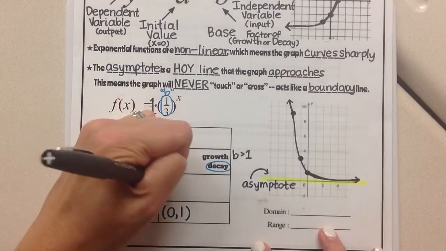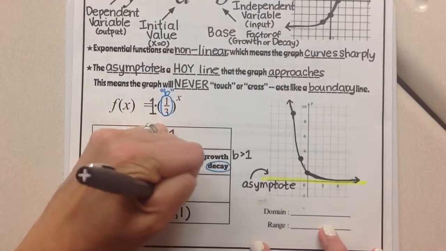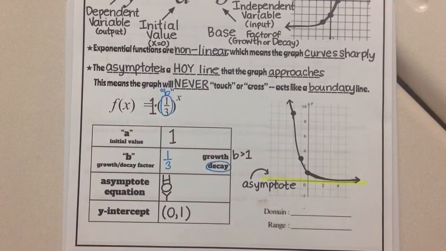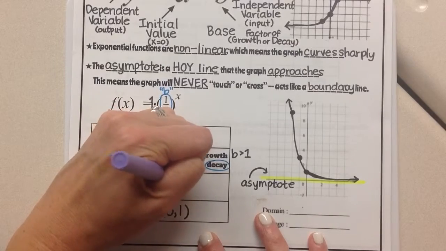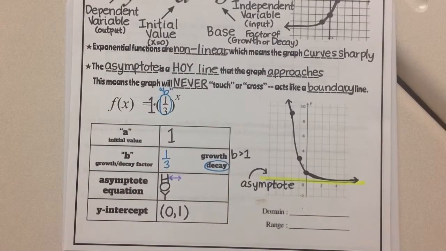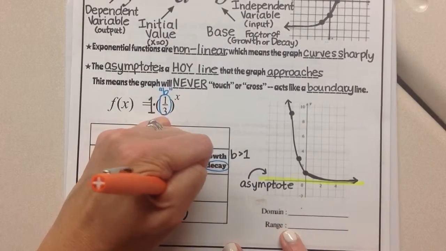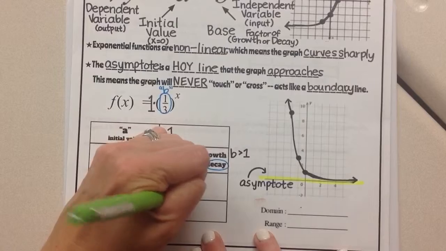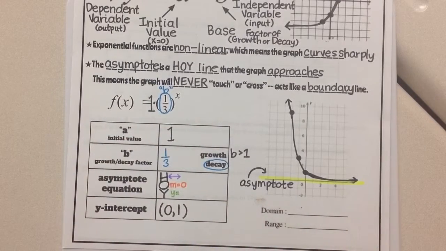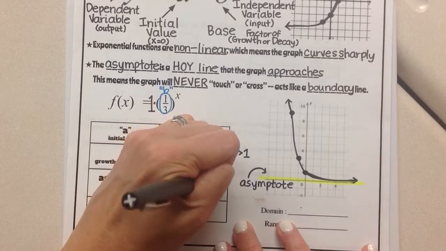Okay, and remember the asymptote is a horizontal line. It's a HOY. H is telling you that your graph line is going to be horizontal. The O is telling you that your slope is equal to 0, so m equals 0, because all flat lines have a 0 slope. And the Y is to help you remember your equation: the equation for a horizontal line is not x equals, it is y equals. So if I'm going to write this horizontal asymptote equation, it's got to be y equals.